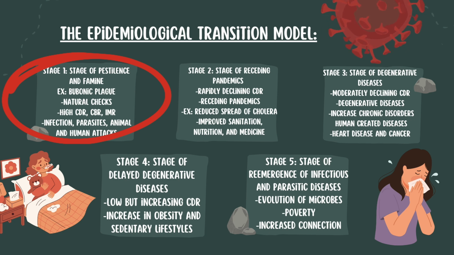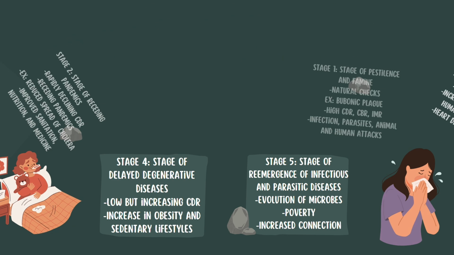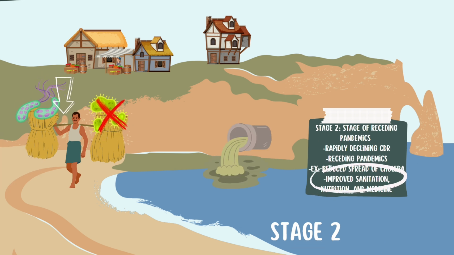operate at this stage. Stage 2, the age of receding pandemics, is distinguished by many factors including sanitation improvements, better control of major outbreaks of infectious diseases, as well as medical breakthroughs. Infectious diseases, such as cholera, declined because of safer access to water sources and basic sanitation. For example, disposal of waste, which was the main reason cholera spread rapidly.